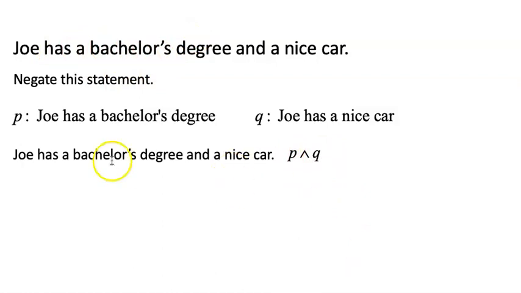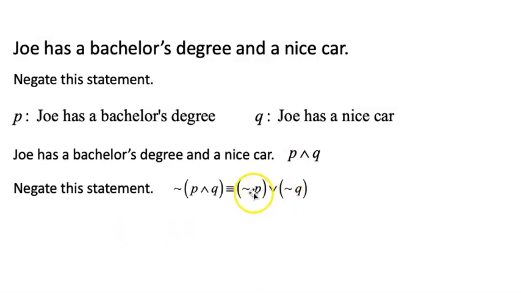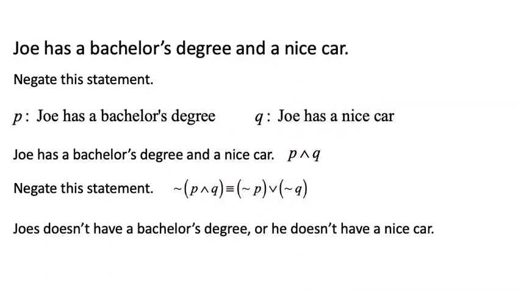So if I want to negate that, not P and Q, negate the first, change and to or, negate the second. So that's our process. Negate the first. Joe has a bachelor's degree? No. So Joe does not have a bachelor's degree. Or Joe has a nice car? No, Joe does not have a nice car. So Joe does not have a bachelor's degree or Joe does not have a nice car. That would be the negation of that original statement.